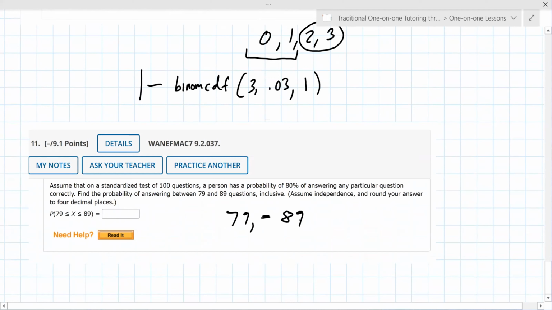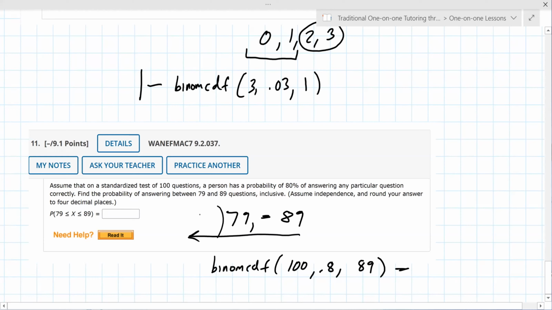Okay. So if you do a binomial CDF of 89, and actually that's the wrong number there. Sorry, it's 100, 0.8, comma 89. That'll give you everything left of 89. Do you agree with that? But what we want is to subtract out the stuff left of 79, but really it's the 78s that we want to subtract out. So you subtract out the binomial CDF of 78. So 89 includes 89, 78 includes 78. So that gives you 79 up to 89.